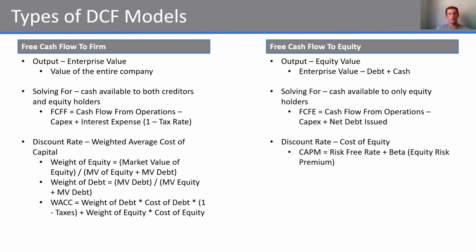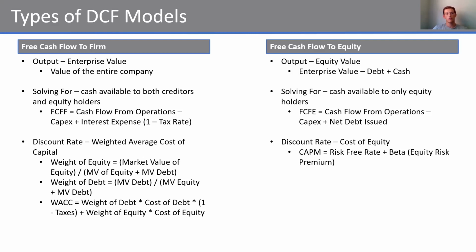Let's dive into two different types of discounted cash flow models. One essentially values enterprise value, and one values the actual equity value of the company. You can use the free cash flow to the firm, which values enterprise value, and then from there you can back into equity value. But let's start with the free cash flow to the firm.